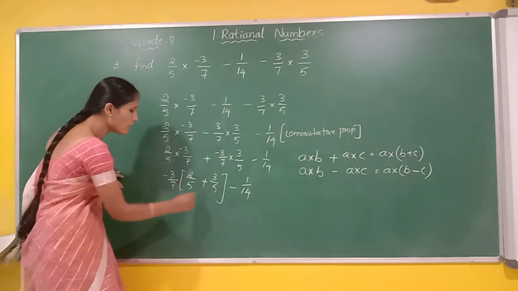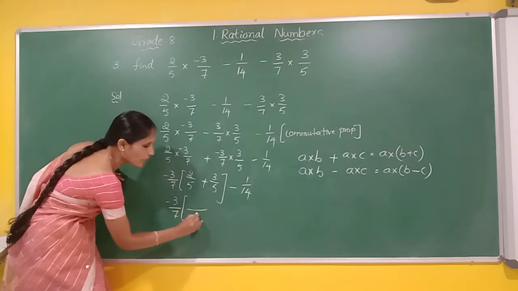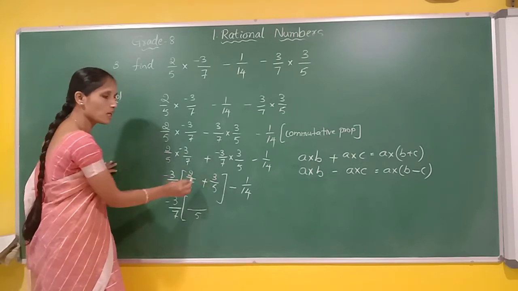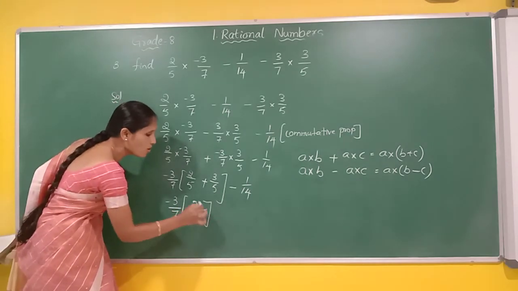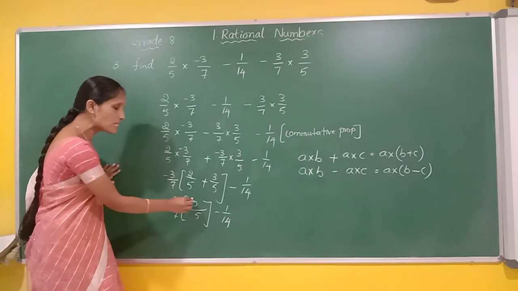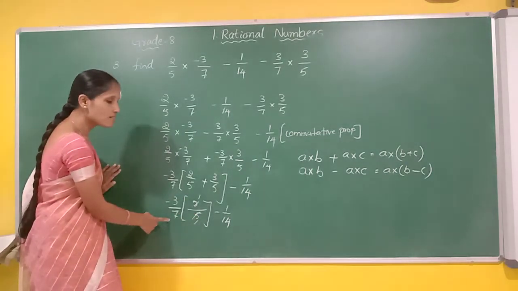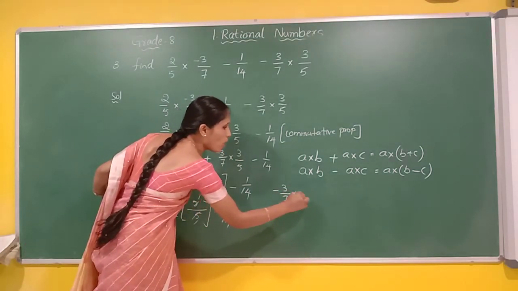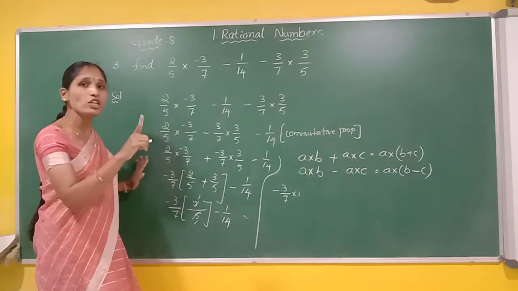The common denominator is 5. Add the numerators, that is 2 and 3. 2 plus 3 equal to 5, so we get 5 by 5. What is the value of 5 by 5? That is equal to 1. Minus 3 by 7 into 1, since 5 by 5 equals 1.